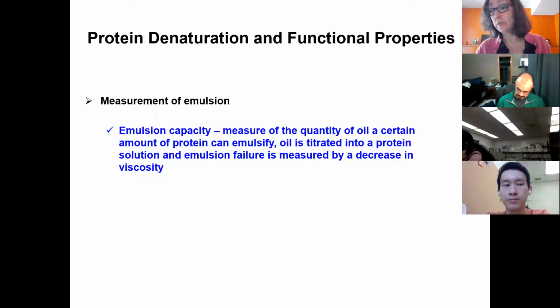And it doesn't also mean that if you have 1% or 2%, you're going to get the same amount of oil per gram of protein, because you have different interactions at different concentrations. It's complicated. Thank you.